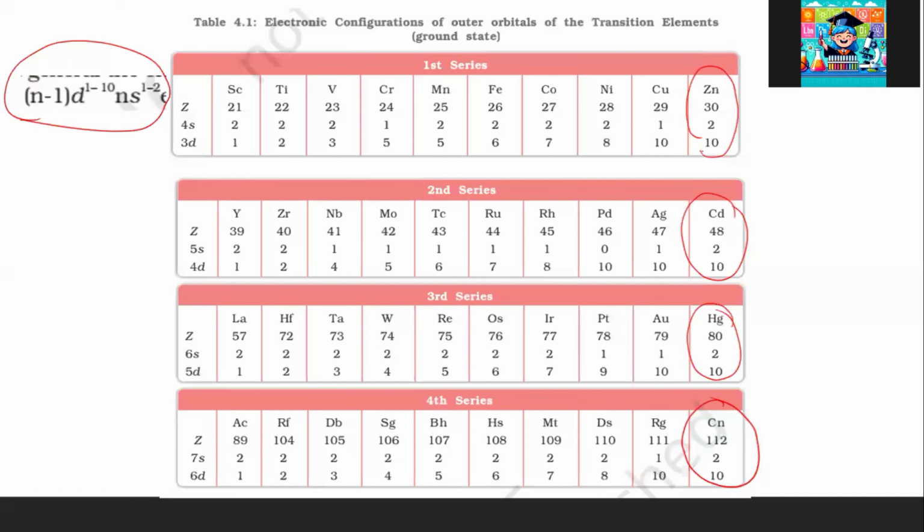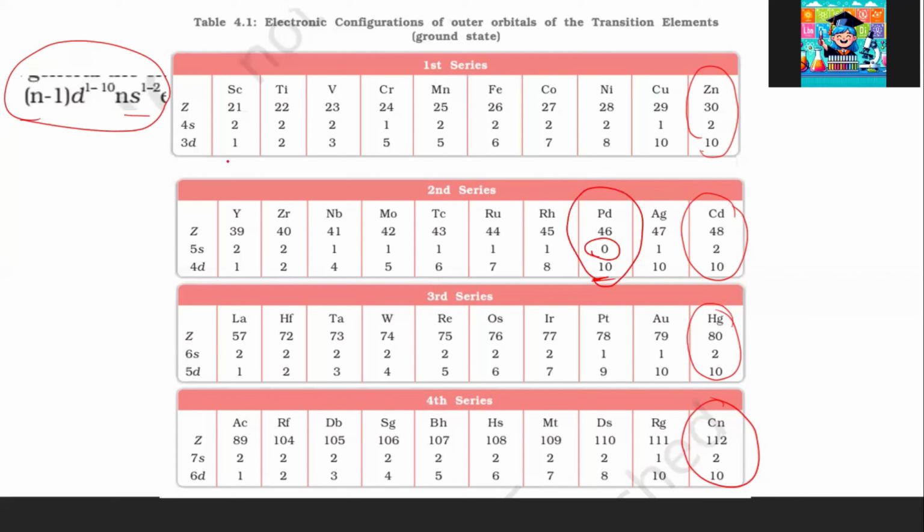The only exceptional case is palladium here. Here we can see that palladium has 0 electrons in the s orbital. So this is an exceptional case where the (n-1)d 1 to 10, ns 1 to 2 rule is not satisfied. And variations of different electronic configurations are seen across the transition metal elements.